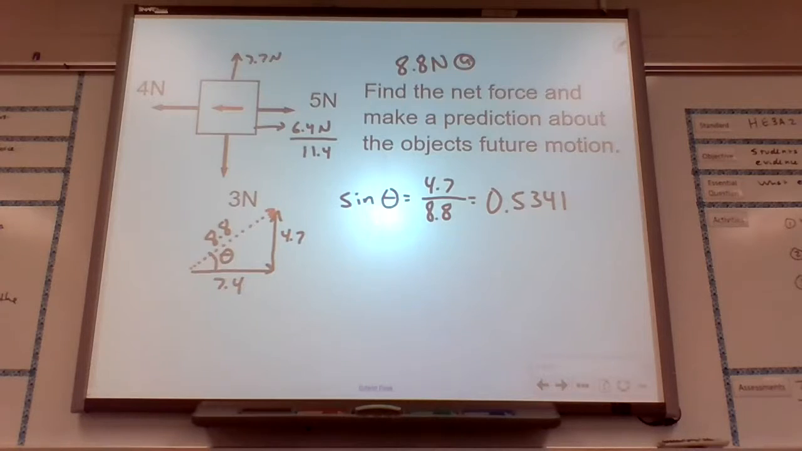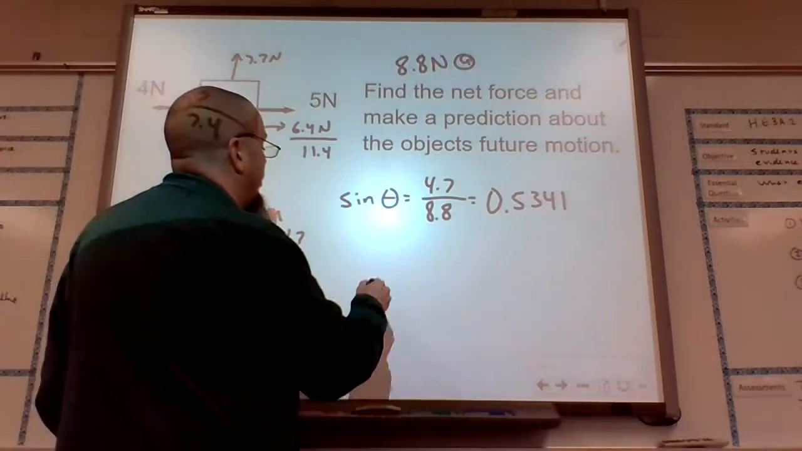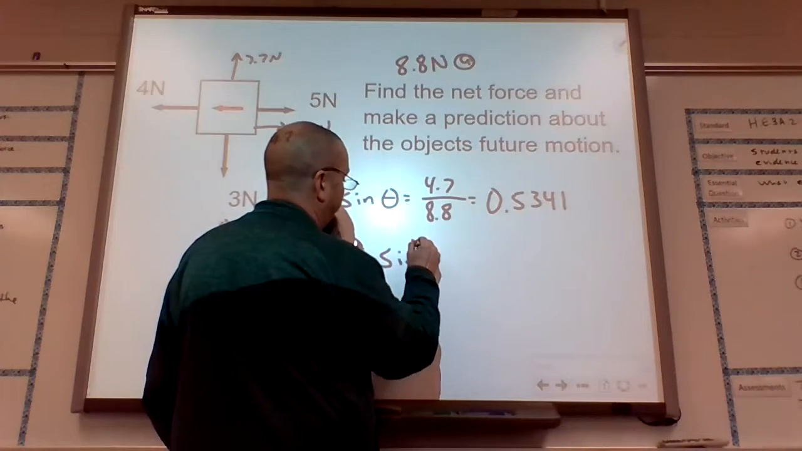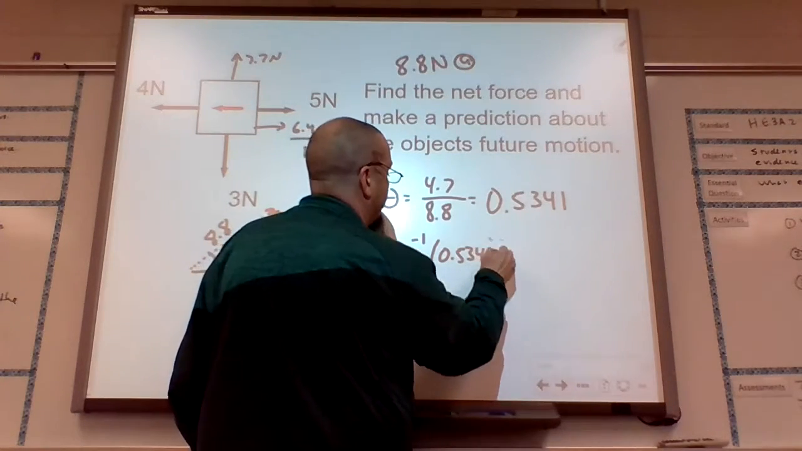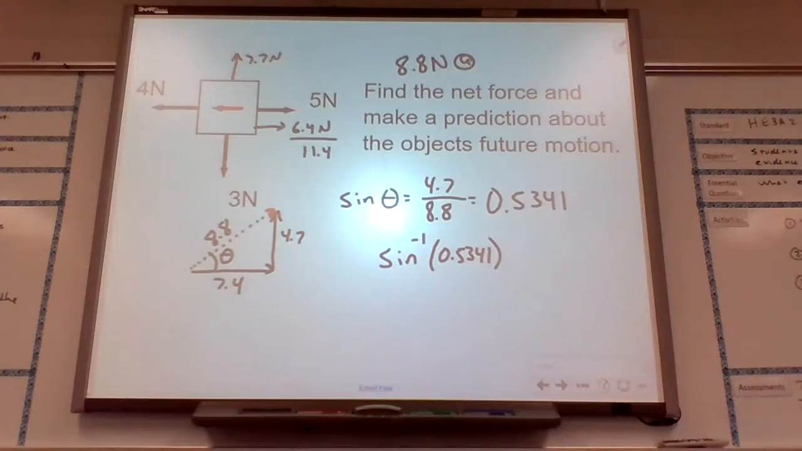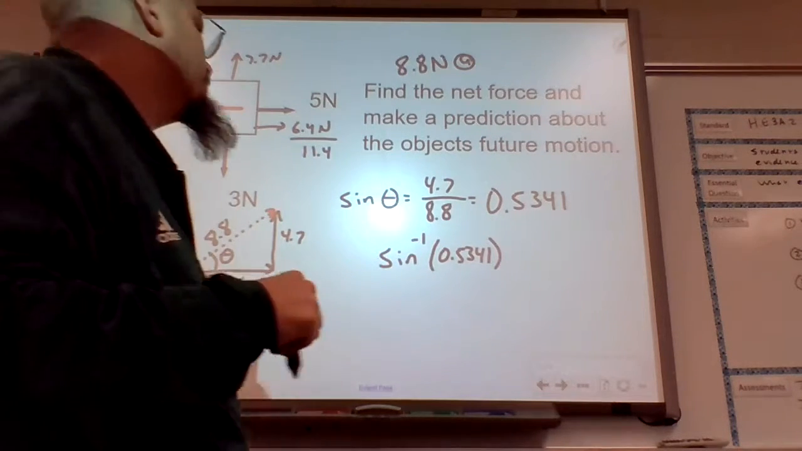Now that's not the angle. To get the angle, I have to take the inverse sine of that. Inverse sine is the second function button, or the shift button, and then the sine key. So second function or shift, sine, that number, 0.5341, tells us we have an angle of about 32 degrees.